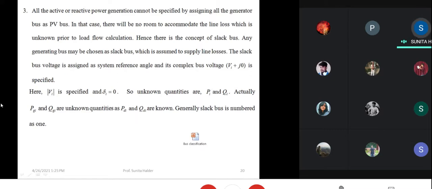Generally slack bus is numbered as 1. Why? Because for an n bus power system, you have to calculate bus voltage for all. So you have to consider one by one all the buses. For slack bus, there will be no calculation for bus voltage, because for slack bus voltage magnitude and angle are known. So if we number it 1, then we shall exclude it from calculation. So the calculation will start from bus number 2.